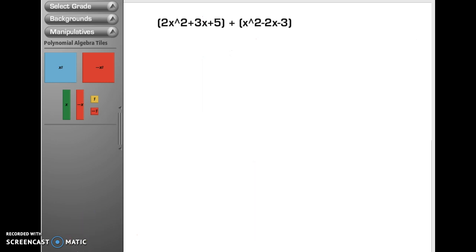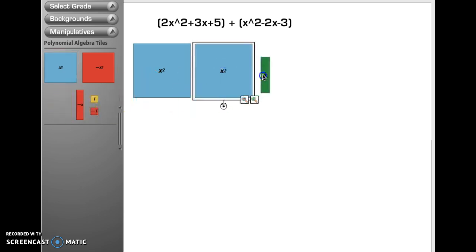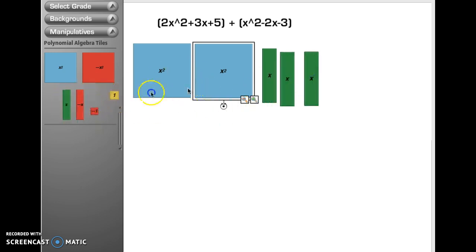Now we're moving on to adding polynomials together. I do not want you to use our rules to add or subtract. I want us to logically think about why we're doing what we're doing as we're going through this. So when I look at 2x squared plus 3x plus 5, I know that I need 2x squareds. I need to add in 3 x's and 5 units.